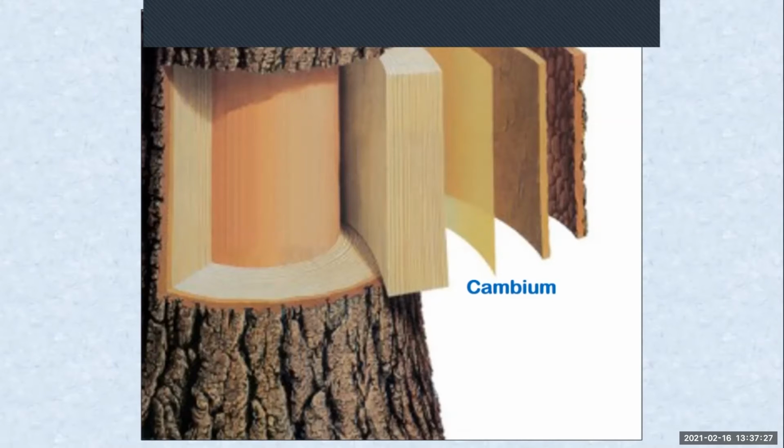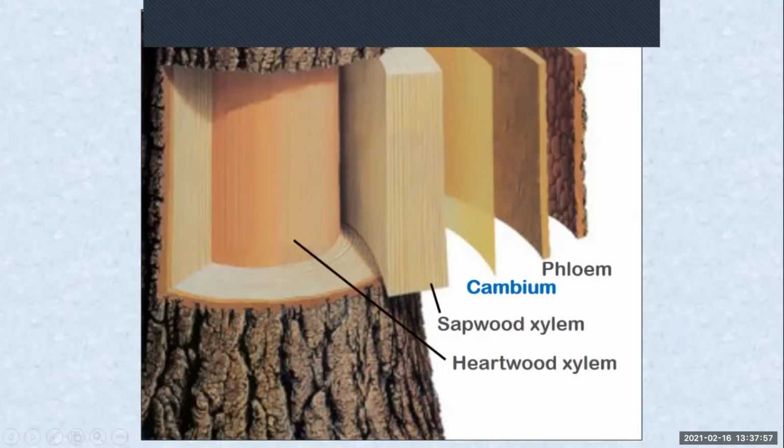So looking at cambium, the cambium layer is actually a very, very thin layer of cells within the stem of trees. And it produces cells to the outside and to the inside of the cambium layer. The cells that are produced to the outside of the layer differentiate and become phloem, and the ones that are produced to the inside differentiate and become the xylem tissues.